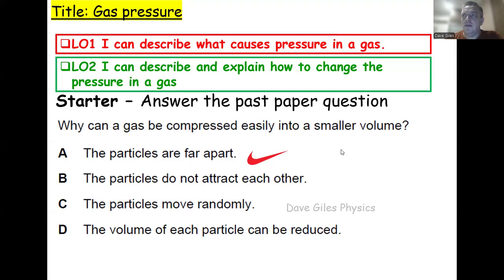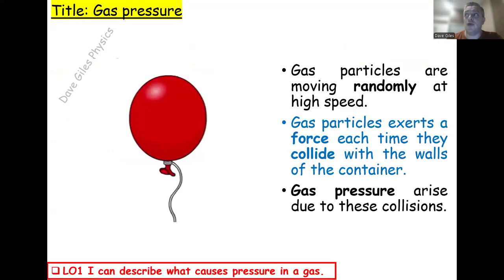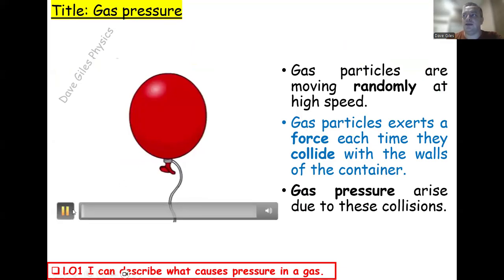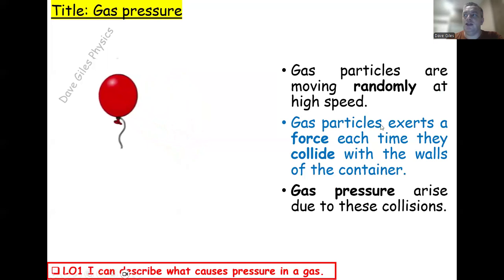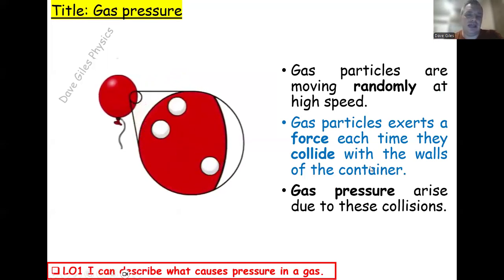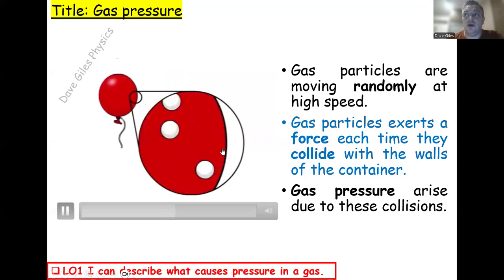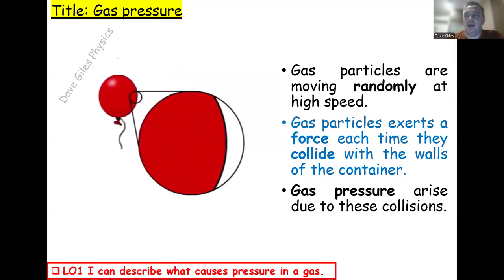So focus on the first learning objective first, describing what causes pressure in gases. Gas particles are moving randomly at high speed. They exert a force each time they collide with the walls of the container. Now, I'm going to really emphasize that bit there, the walls of the container. So it's the collisions with the outside bit, in this case the balloon, which is causing the pressure. Gas pressure arises due to these collisions.